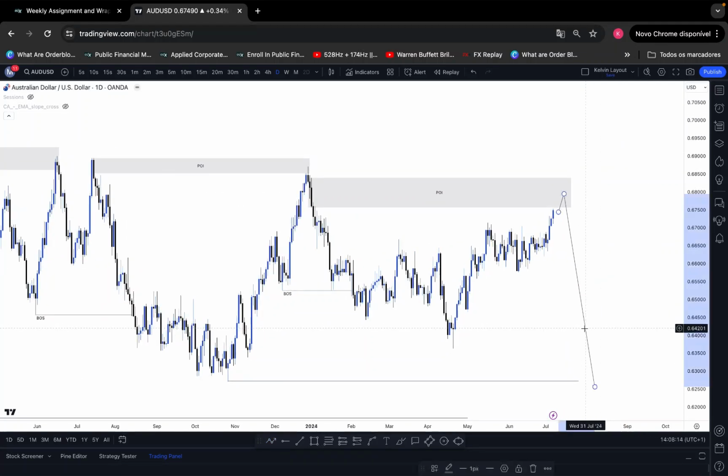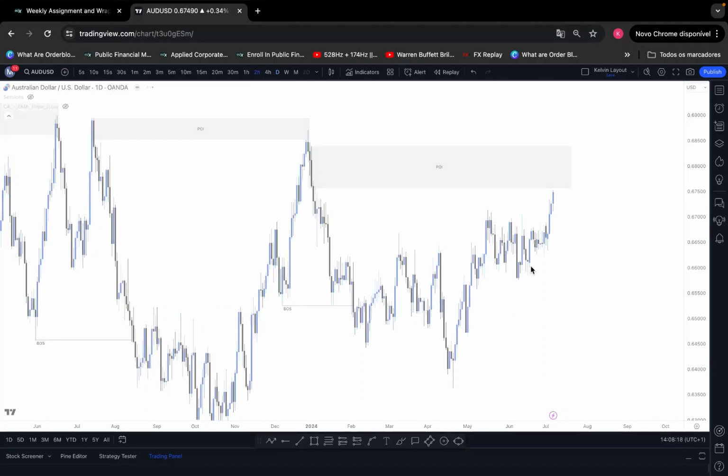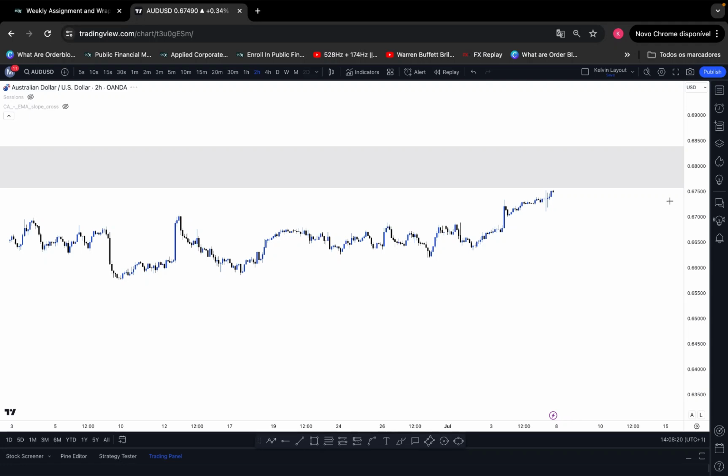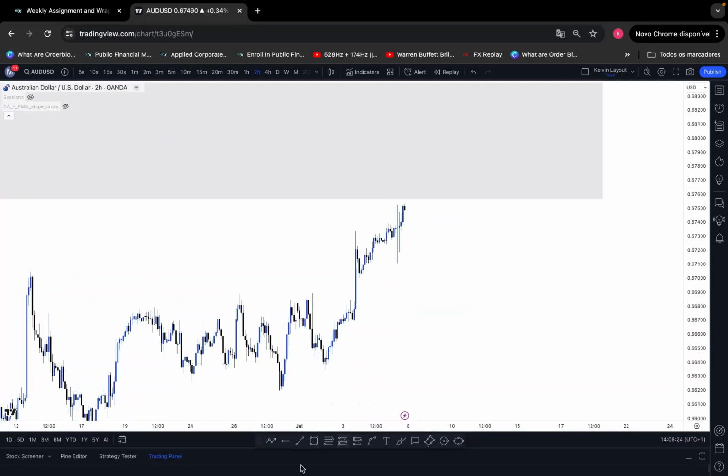So what I'm waiting for as of now is I want to drop down, for example, to the 2 hour time frame. And what I'm expecting to see at first is a structure shift on the hourly.